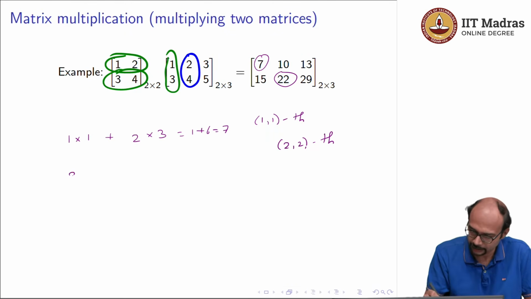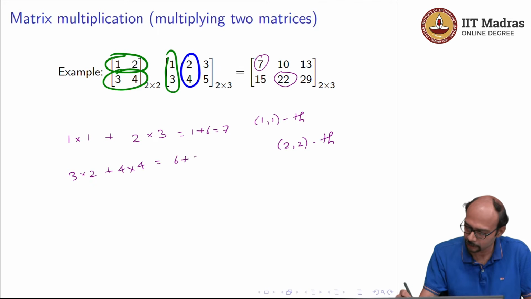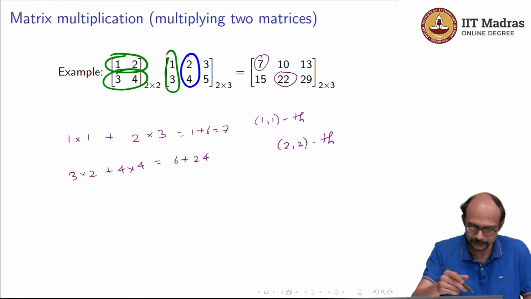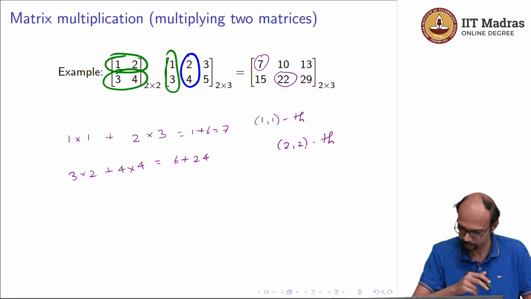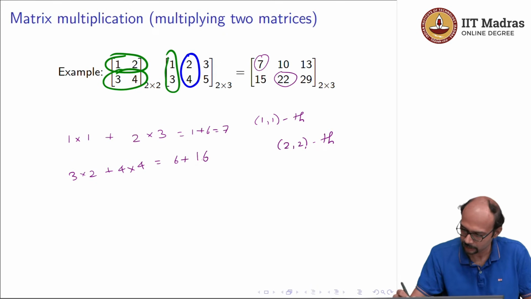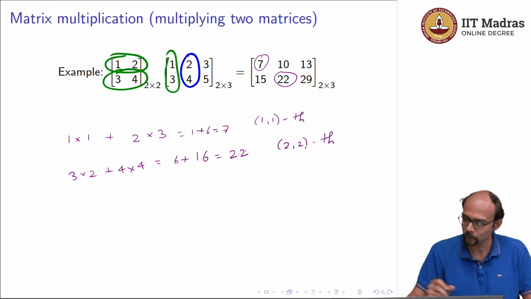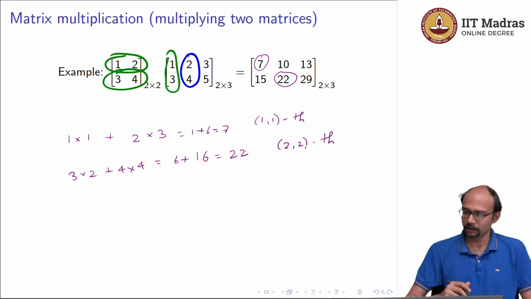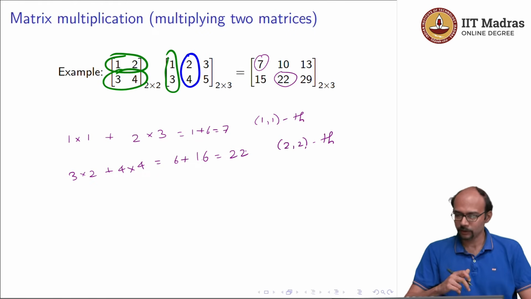So I get 3 times 2 plus 4 times 4. So this is 6 plus 16, which is indeed 22.